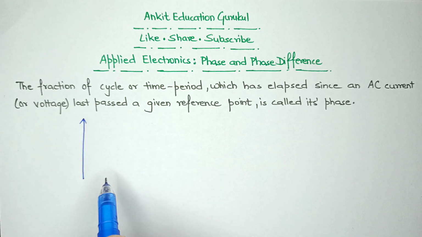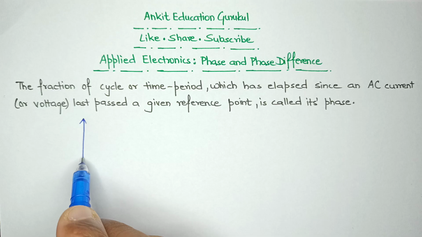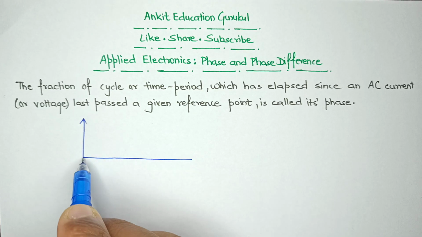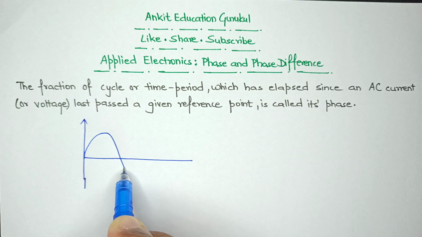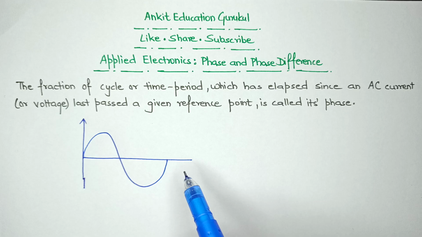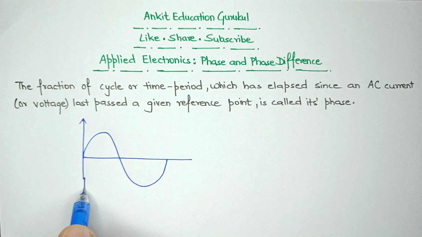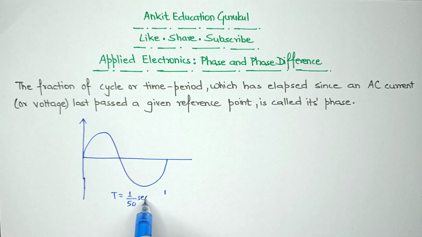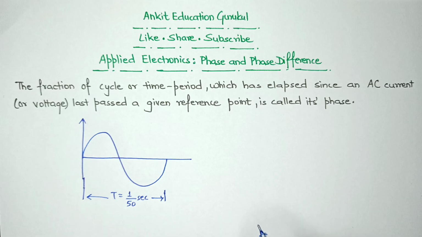If this is your y-axis, right here we draw an alternating current like this. This entire cycle is covered in a particular time frame. Starting from the first position to the last position, which is this one over here, the time taken is 1 divided by 50 seconds. Let us assume that this entire cycle takes this much time to complete.